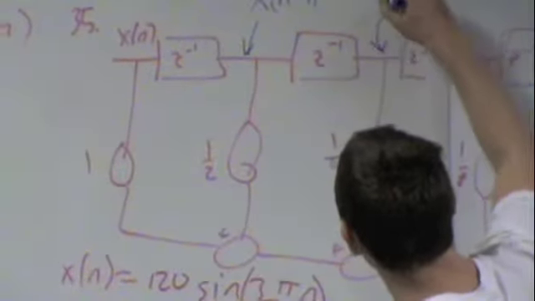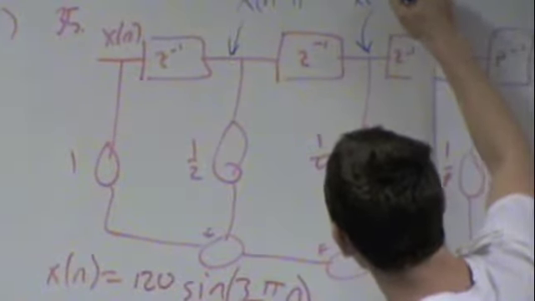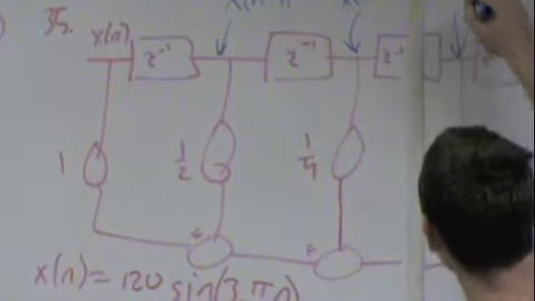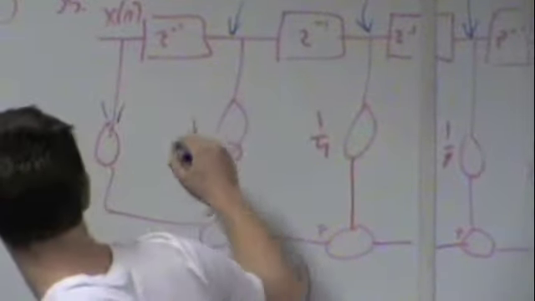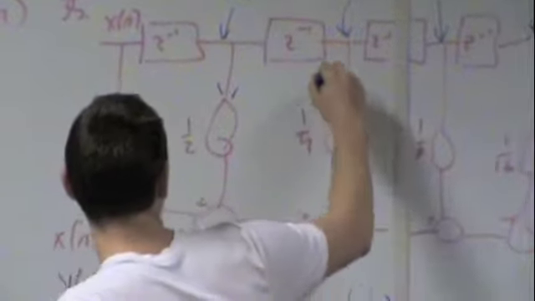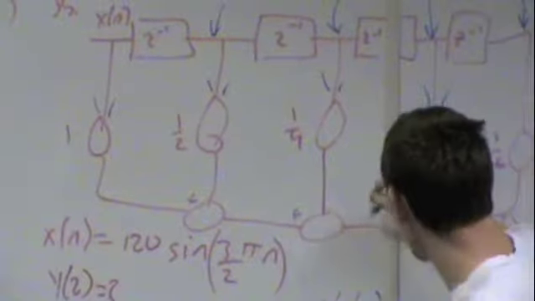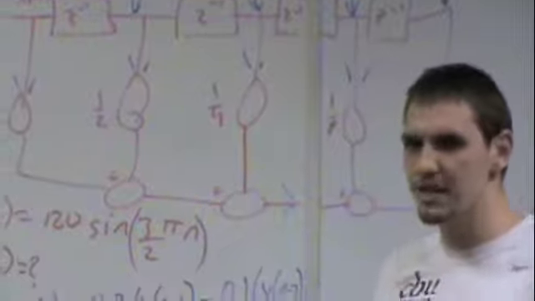Going over here, this can translate to x of n minus 2, this can translate to x of n minus 3, and this can translate to x of n minus 4. Everybody see where I got all those? Making sense? These are all going forward. That may not have been obvious before, but everything is going forward. There's no actual feedback. It's just a feed forward circuit.